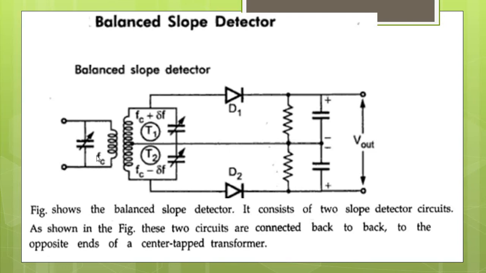The input is connected to the primary of the transformer, and the center tap is connected at this point. So we have two diodes D1 and D2, two resistors, two capacitors, and the output is taken at these two points. We can see the two balanced slope detectors which are connected back to back to the opposite ends of a center tap transformer. So here you can see the center tap transformer.